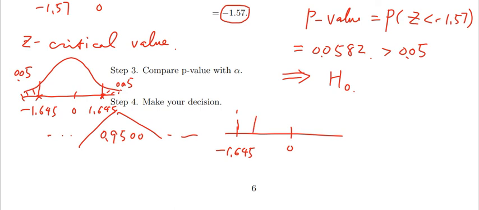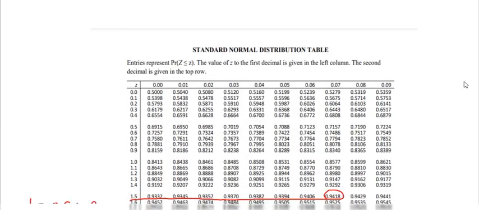So our number here is negative 1.57. We can believe this is close to 0, right? So again, we get to the same conclusion. The difference is not so big. The difference is small. Okay.